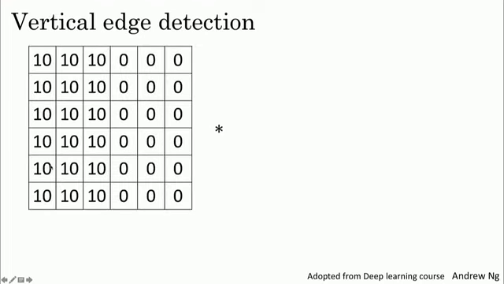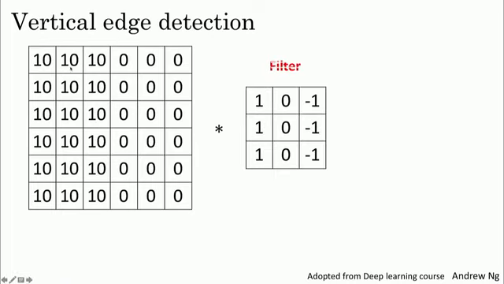Let's consider a very simple matrix. As you see, it's a 6 by 6 matrix, and on the left-hand side they are all 10, and on the right-hand side they are all 0. If you want to plot this matrix as an image, the left-hand side can be represented as a bright picture, and the right-hand side as dark, like this one.